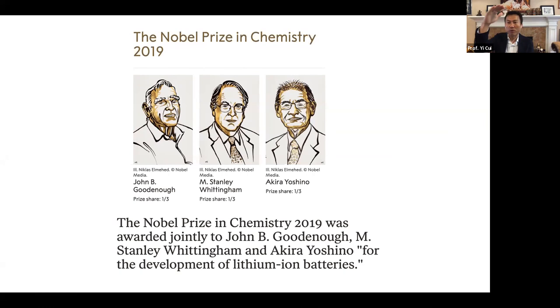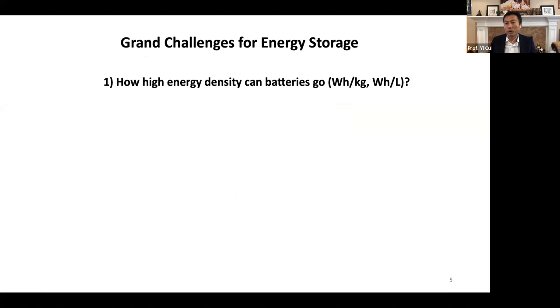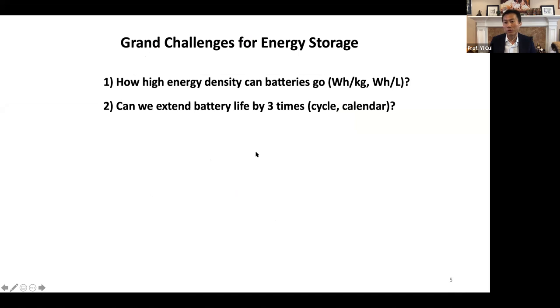So we asked the question long before the Nobel Prize recognized this contribution. The lithium ion batteries were invented, if you date it back, in the 1970s and 80s. And what are the remaining challenges we want to address? First of all is how much more energy we can put into the batteries per unit weight or per unit volume? And can we extend the battery life much longer in both cycle life and calendar life, going from, let's say, 3,000 cycles to 10,000 cycles? Use it for 30 years.